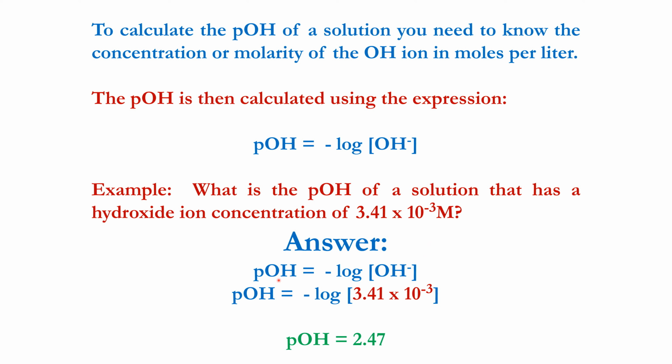So you write the formula pOH equal to minus log OH ion concentration. So you put in the value for OH ion concentration, which is 3.41 times 10 to power minus 3 moles. So you put it here. And when you get the minus log of this value, you will get the pOH to be equal to 2.47. So this is how to calculate pOH. For you to calculate it, you must know the concentration of the OH ion in moles per liter.